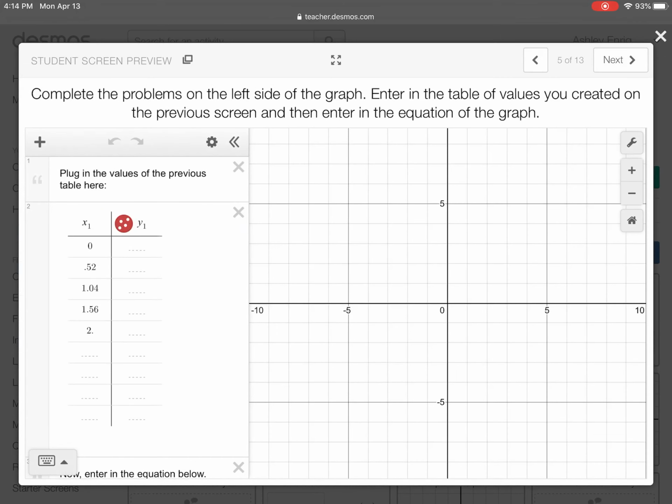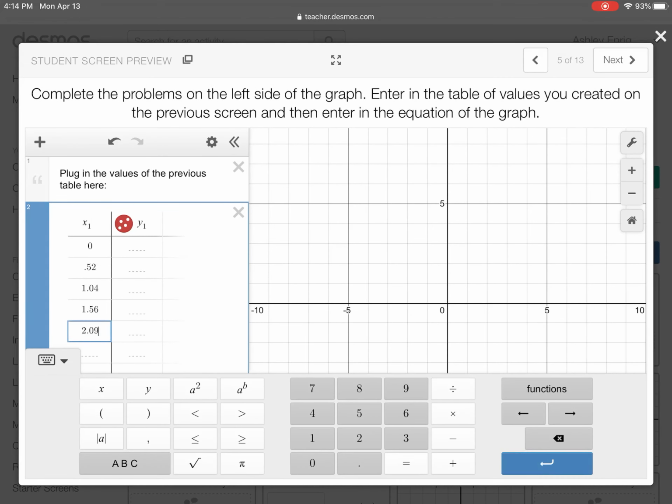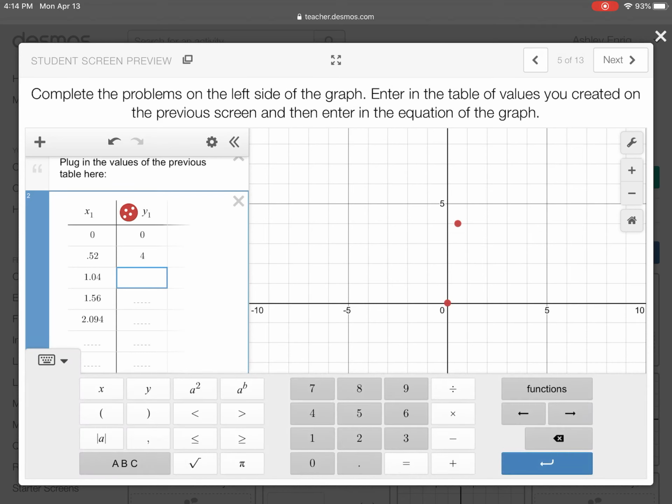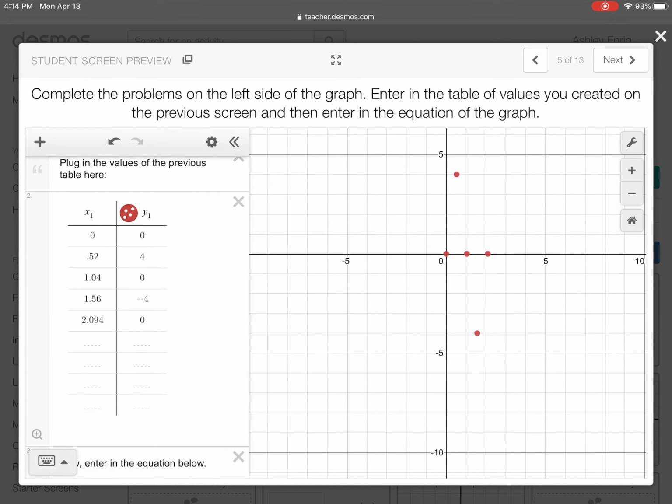2.094. You guys can switch back and forth on your computer. And then for your y values, we were at 0 to our max, which was 4, back down to 0, to your minimum, which was -4, back to 0. That didn't work out. 0, 4, 0, -4, back to 0. Why does our graph... Oh no, it did. Our graph works out. So it's going to plot those points for you.